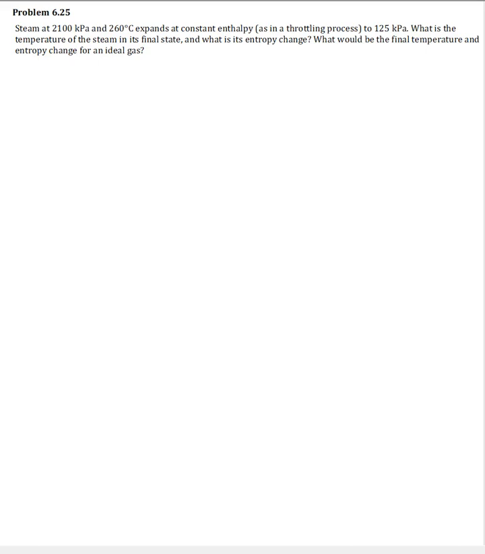This is problem 6.25 in Smith and Van Ness, 8th edition. In this problem, we have steam at 2100 kilopascals and 260 degrees C that expands at constant enthalpy, so a throttling process, to 125 kilopascals. They ask us, what is the temperature of the steam in its final state and what is its entropy change? And then a second part, what would the final temperature and entropy change be if it were an ideal gas?